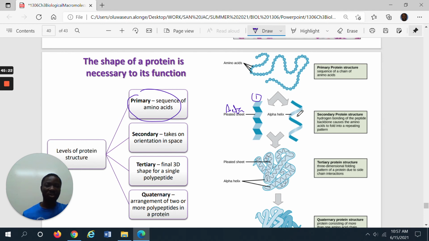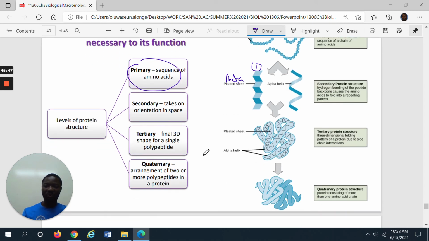Now, what is the major feature? The hydrogen bond here, the backbone, causes the amino acid to fold into different sheets or different pages like you have here. They are still not functional at their level. This is not a functional protein. It's not a functional protein. This is also not a functional protein.